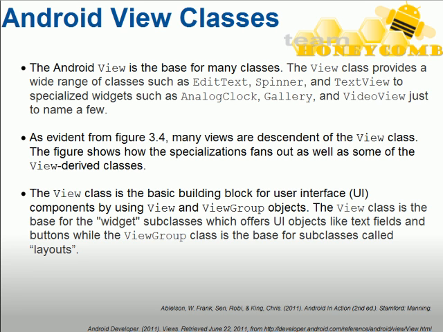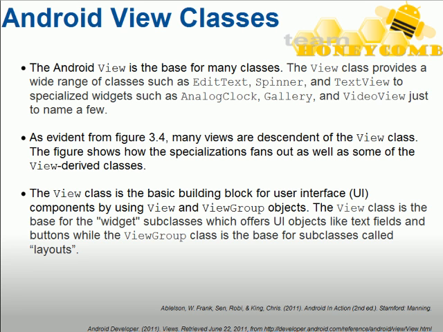Our first topic is Android View classes. The Android View is the base for many classes. The View class provides a wide range of classes, such as EditText, Spinner, and TextView, to specialized widgets such as AnalogClock, Gallery, and VideoView, just to name a few. As evident from Figure 3.4, many views are descendants of the View class. The figure shows how these specializations fan out as well as some of the view-derived classes.